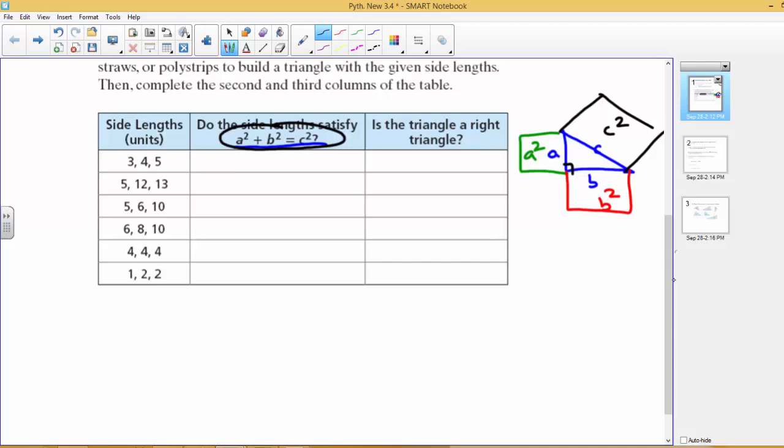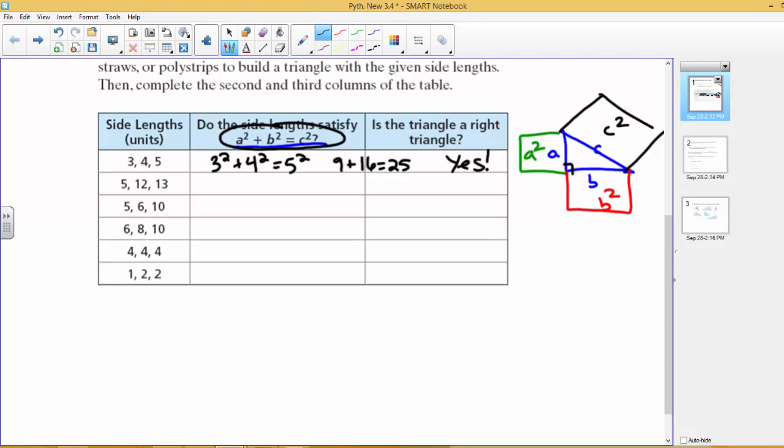So this question is, does 3 squared plus 4 squared equal 5 squared? And you have a lot more space to write than me. So the question is, does 9 plus 16 equal 25? And the answer is yes. So a 3 by 4 by 5 is a right triangle.